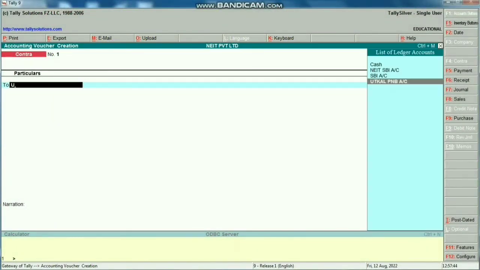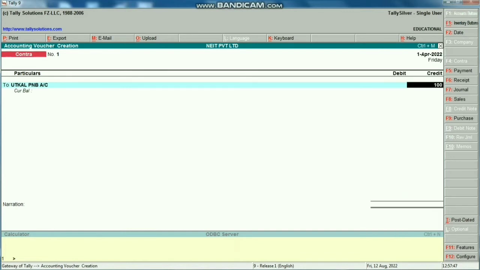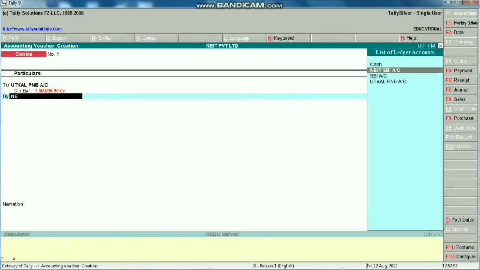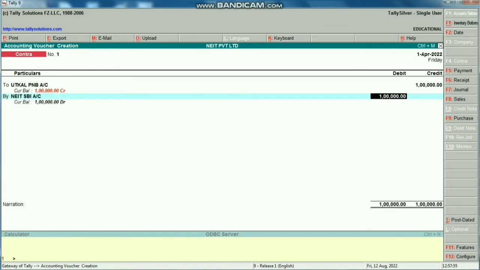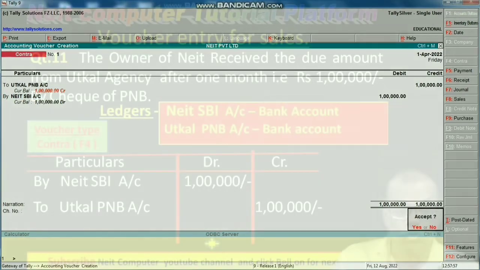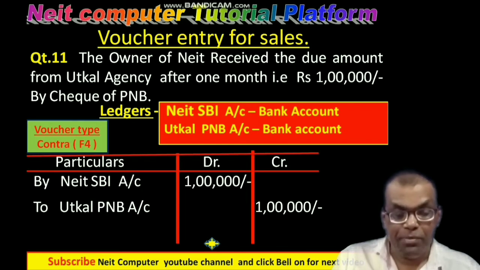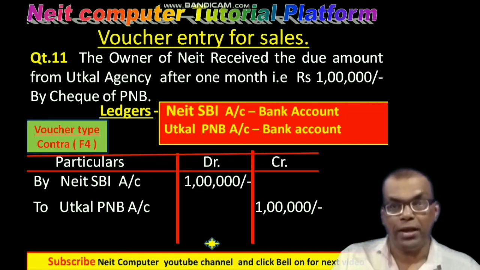Then its voucher entry becomes: Neat SBI account becomes a debit and Utkal PNB account becomes a credit of 1 lakh. Because the check is coming to Neat SBI account, that is why Neat SBI account becomes a debit, and cash will be deducted from Utkal PNB account, so that is why Utkal PNB account becomes a credit. This is the system of a transaction between two banks.